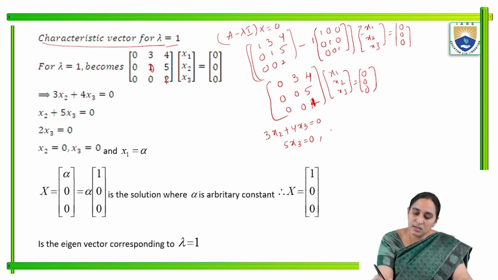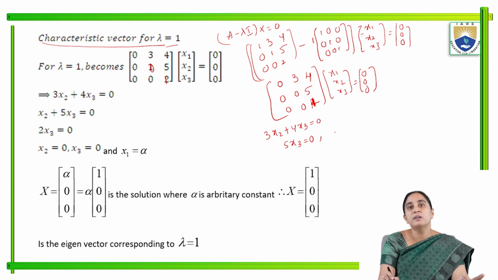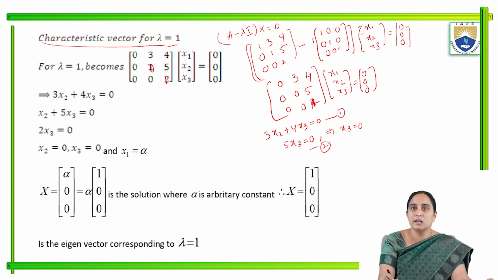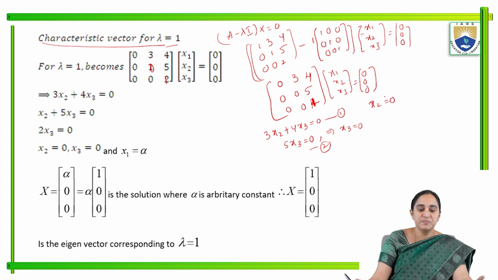And the last one here, x3 value is 0. And what about x1? We don't know that x1 value. Observe the second row and third row, from that we get x3 value is equal to 0. This is the first equation and this is the second equation. From the second equation we get directly x3 as 0. And from the first equation, if you know the x3 value, then we have to substitute it, that is x2 is equal to 0. Therefore, after solving these two, we get directly x2 is 0 and x3 is 0.